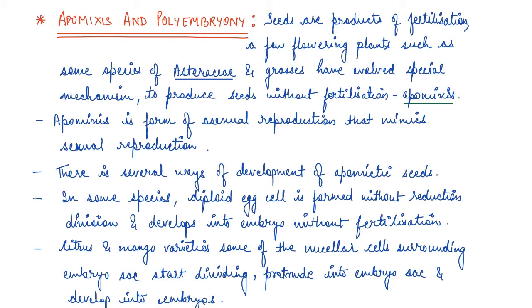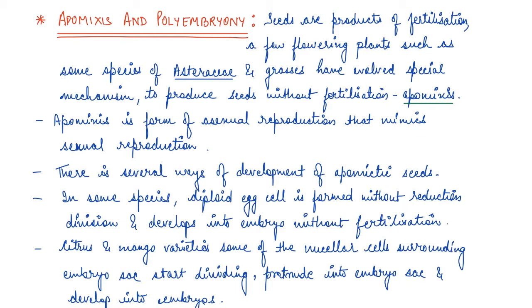There are several ways of development of an apomictic seed. In some species, the diploid egg cell is formed without any reduction division, and that develops into an embryo without fertilization, right? There are various grasses in Asteraceae. In many citrus and mango varieties, some of the nucellar cells which surround the embryo sac start dividing and protrude into the embryo sac, and that develops into embryos again without fertilization.